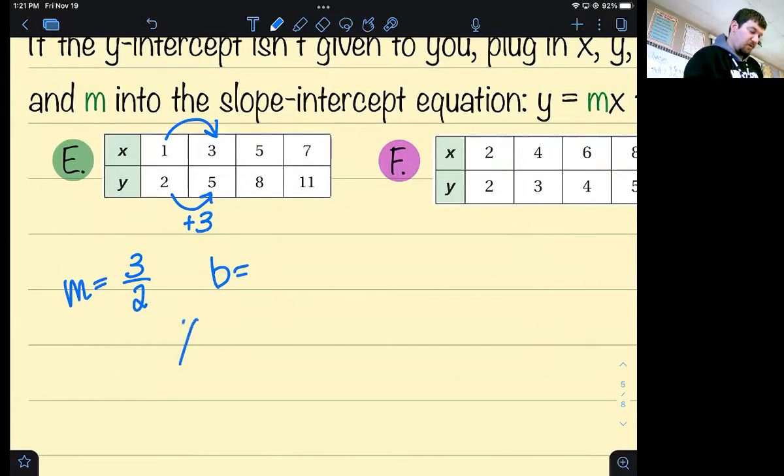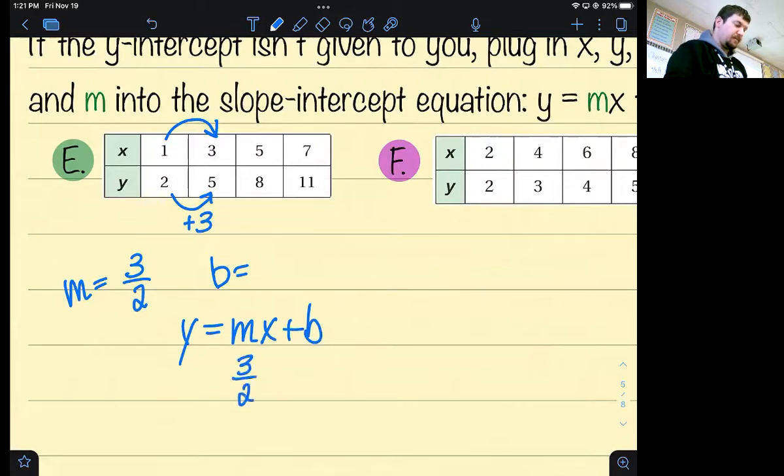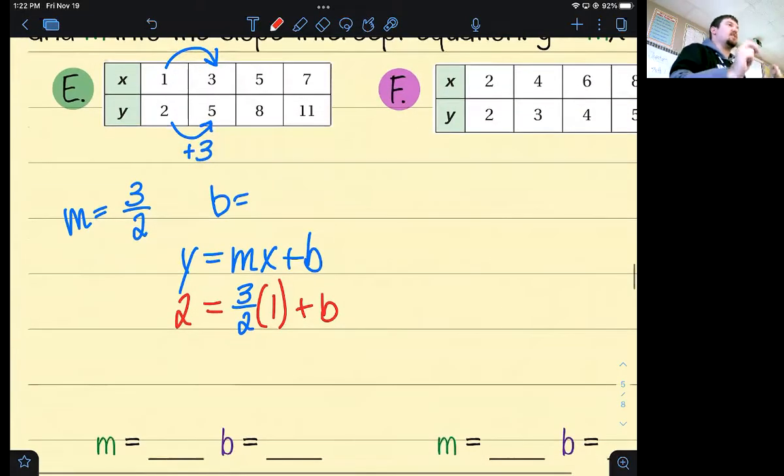Here's what we do. We write the slope-intercept equation without anything in it, mx plus b. We plug in 3/2 for m. Then you get to pick any point on the line and plug it in for x and y. We know of 4 points that are for sure on this line. What's the easiest of those to plug in? Lizzie? 1, 2. Okay, so plug in 1 for x and 2 for y. Now we can literally solve for b. That'll be our y-intercept.